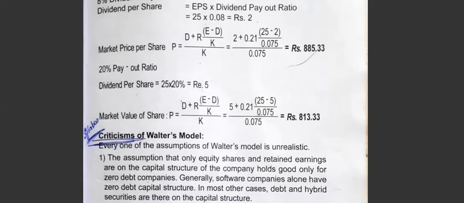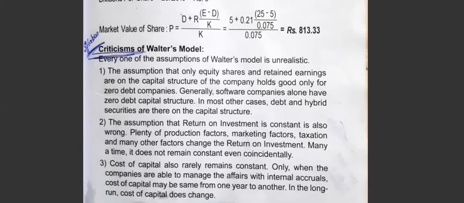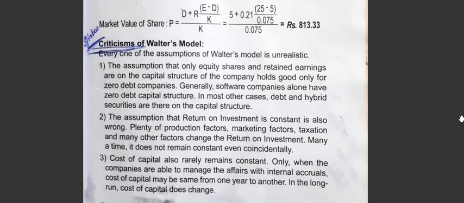Now here, what is the criticism of Walter's model? The assumption that equity shares and retained earnings are the only sources of capital does not hold good. He says that there are only two sources of capital, equity shares and retained earnings, which is not true. The assumption that return on capital is constant is also not true. Next, the cost of capital remains constant, and that is also not true.